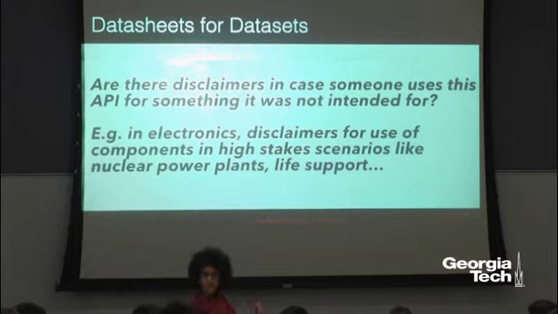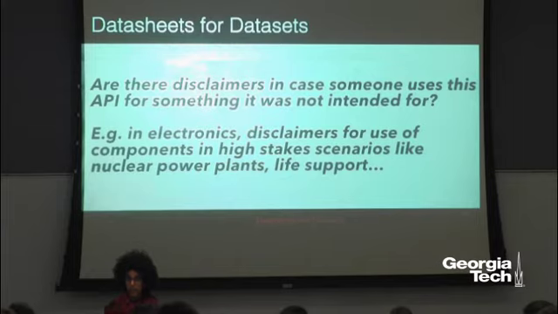In electronics, you have disclaimers. They say, you know, this component, I don't know if you should use it in nuclear power plants or life support systems and things of this nature, right? So we have these kinds of disclaimers in data sheets.